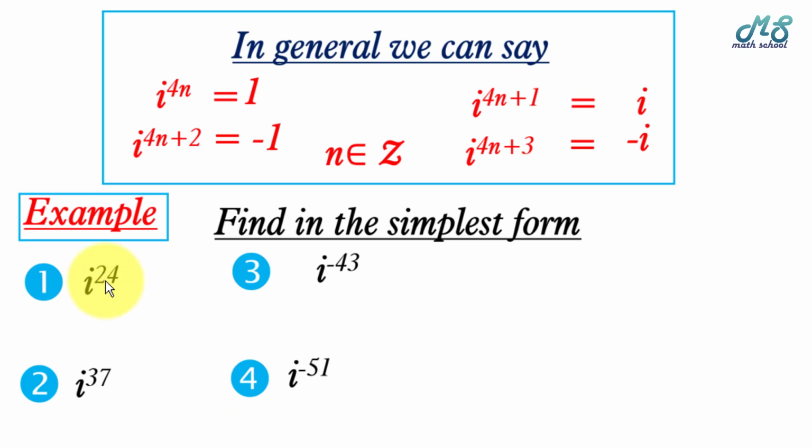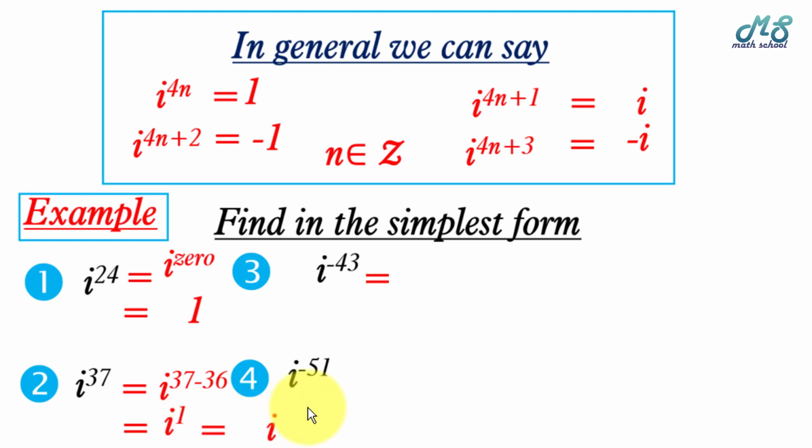Now i to the power 24 is equivalent to i to the power 0, which equals 1. Number 2: i to the power 37. How can we find it? It's easy, just multiply it by 1, and we can write 1 as i to the power negative 36, because 36 is divisible by 4. Now i to the power 37 equals i to the power 37 minus 36. 37 minus 36 equals 1. Now it equals i to the power 1, which equals i.